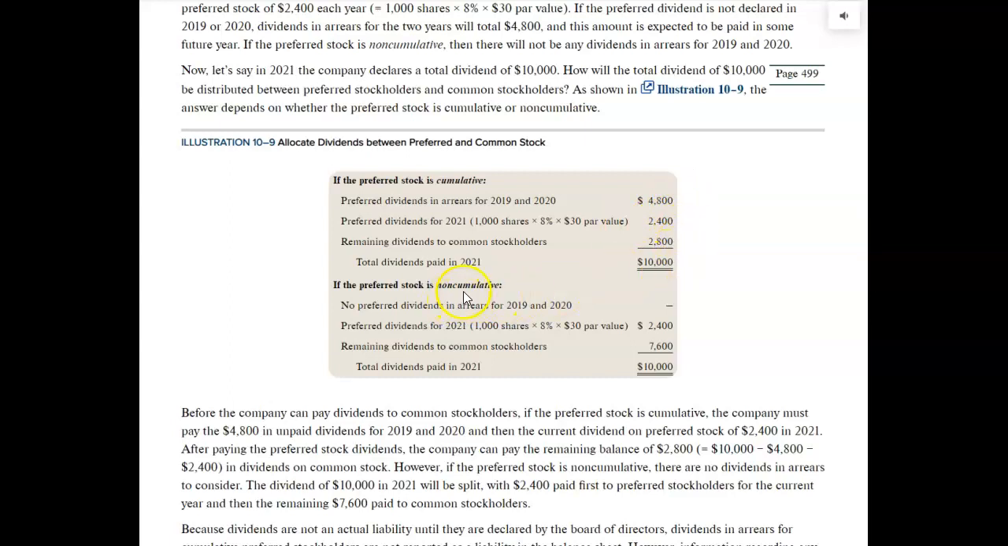If it's non-cumulative, if we miss previous years' dividends, we don't catch up on those. So this would be 0 here. You don't even have to write this down here, really. 0. Preferred dividends for 2021, 2,400. Then the rest of it goes to the common stockholders. This would be a lot more since it's non-cumulative.